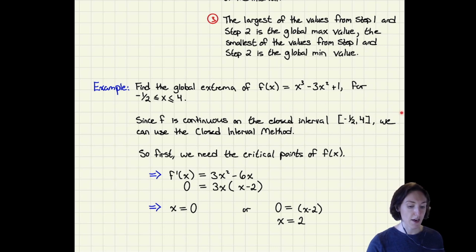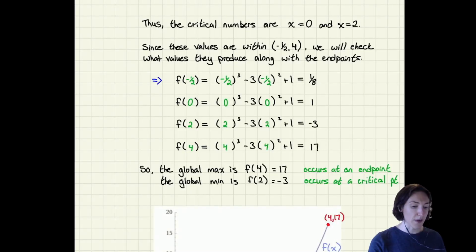There's a mark assigned for justification, so make sure you justify why we're allowed to do this. And then we find our critical numbers. So take our derivative, set it to 0, factor, and this gives two critical numbers, x equals 0 and x equals 2. Since the values are within the actual interval of interest, we put these numbers into f and see what we get, along with the actual endpoints.